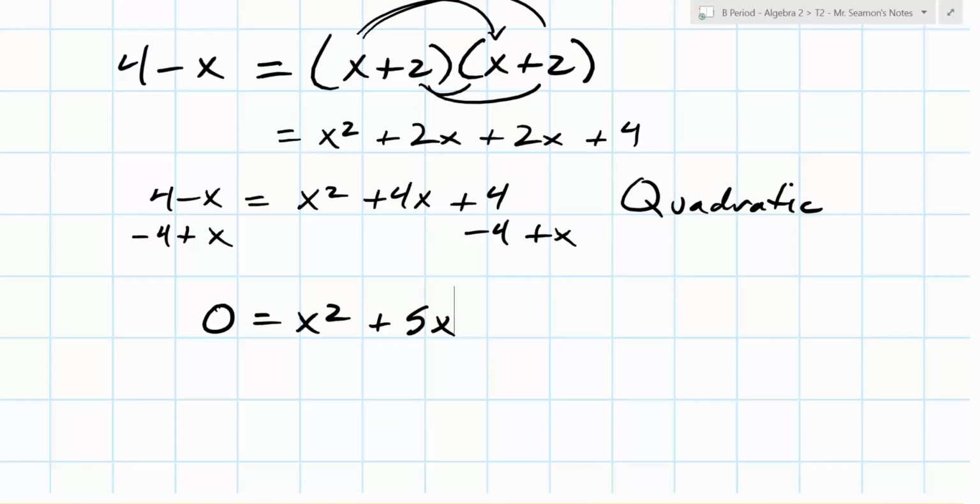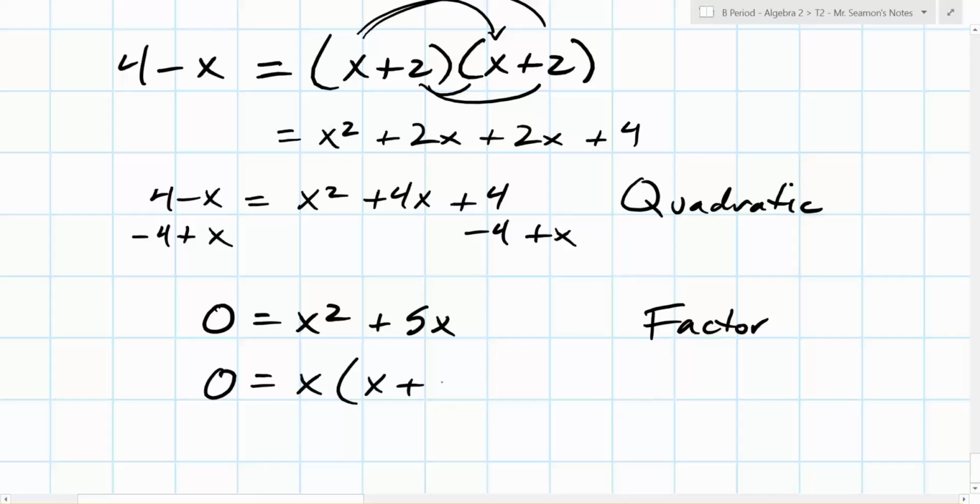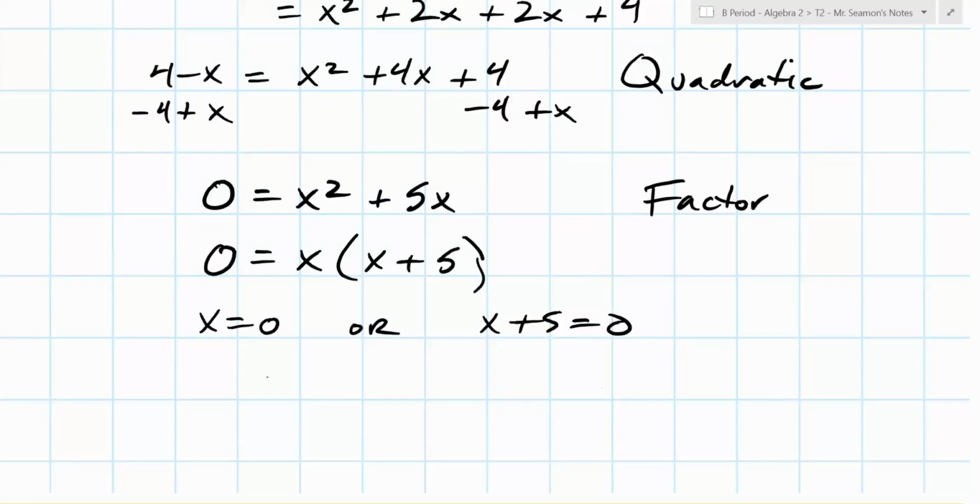Now what do we do, Bertie? You said it before. Factor. We love factoring, but we had to make it equal 0 first. Oh, you can take out x. x times x plus 5. So you know there's two things. x equals 0 or x plus 5 equals 0. So what does that mean? x equals 0 or what? x equals -5. So what's the last thing you need to do?